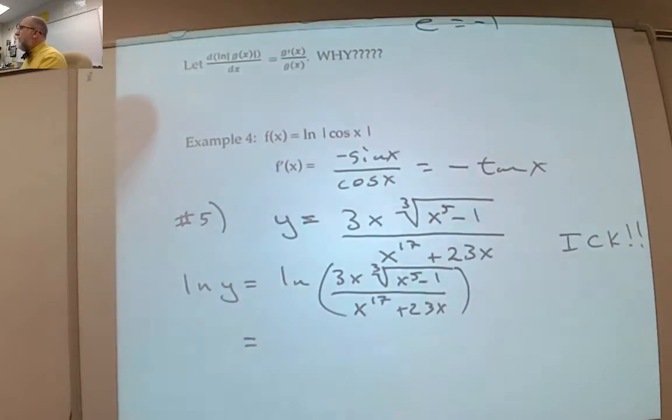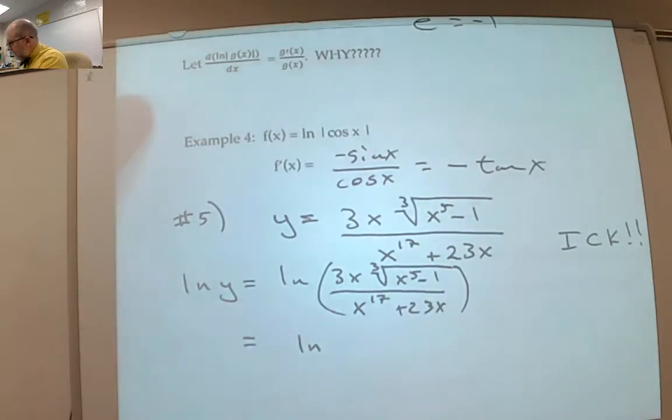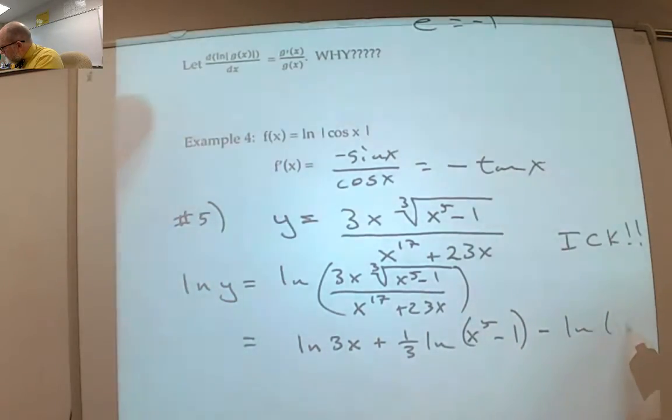And I'm going to have you expand that for me. I'll give you a hint, natural log. ln of 3x plus 1/3 ln x to the 5th minus 1 minus ln x to the 7th plus 23x. Perfect. Over here I got the ln of y.